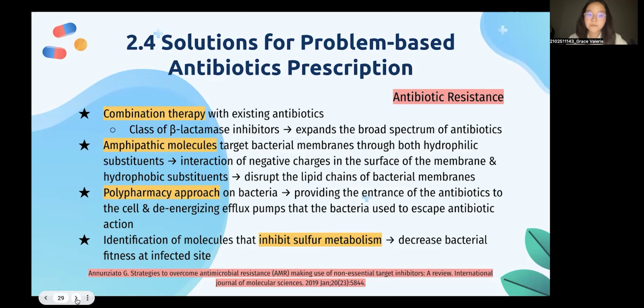The third solution is a polypharmacy approach on bacteria, by providing entrance of the antibiotics into the cell and de-energizing the efflux pumps that the bacteria use to escape antibiotic action. Last but not least is the identification of molecules that inhibit sulfur metabolism, which will eventually cause decreased bacterial fitness at the infected site.